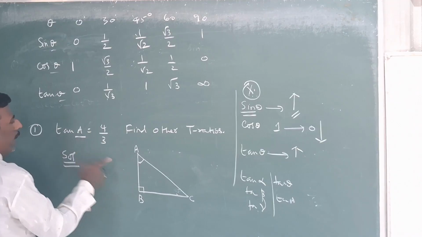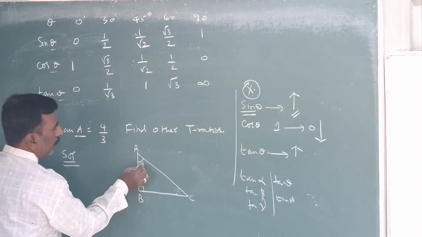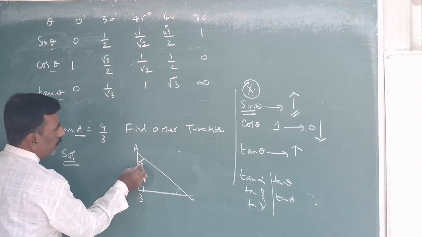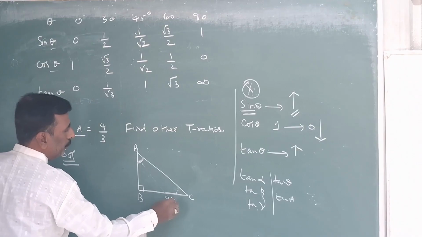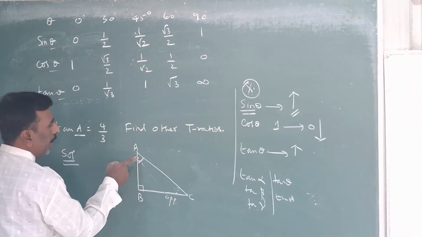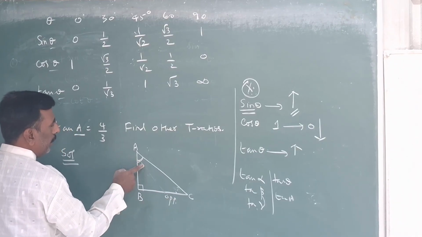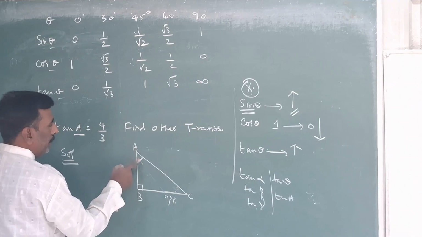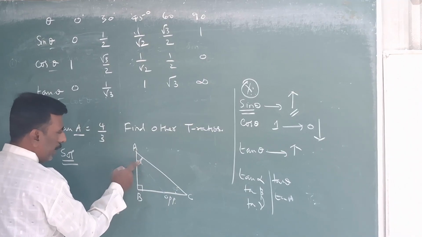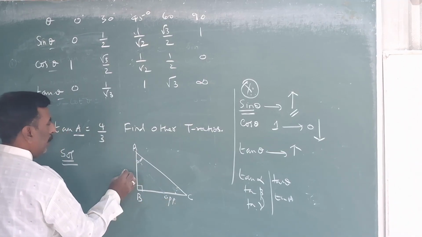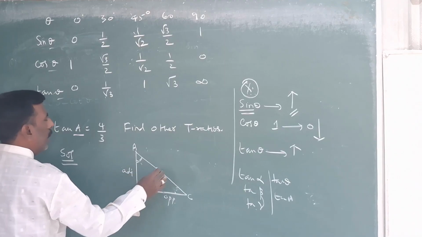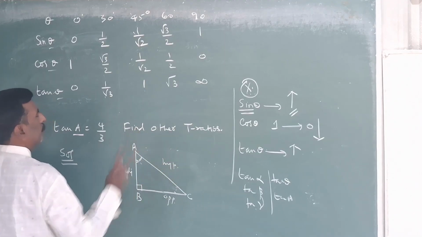Tan A, so the angle is A. From this angle, this is the opposite side. I have already said that the angle given here is theta; here the angle is A. If we draw a straight line from angle A, that is the opposite side, and this is the adjacent side. The longest side is the hypotenuse.